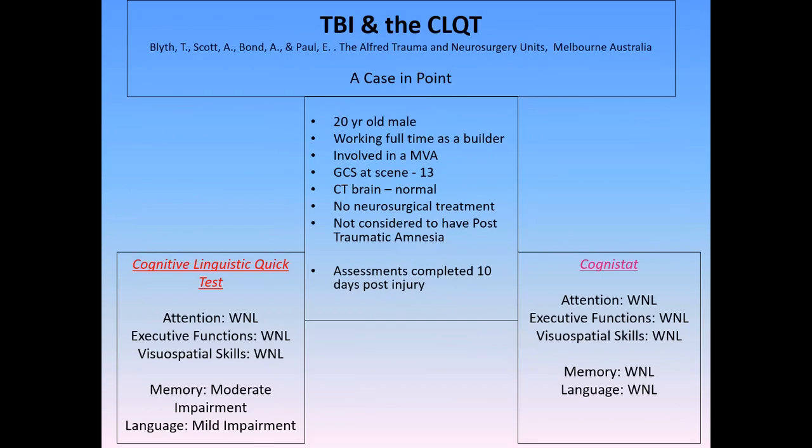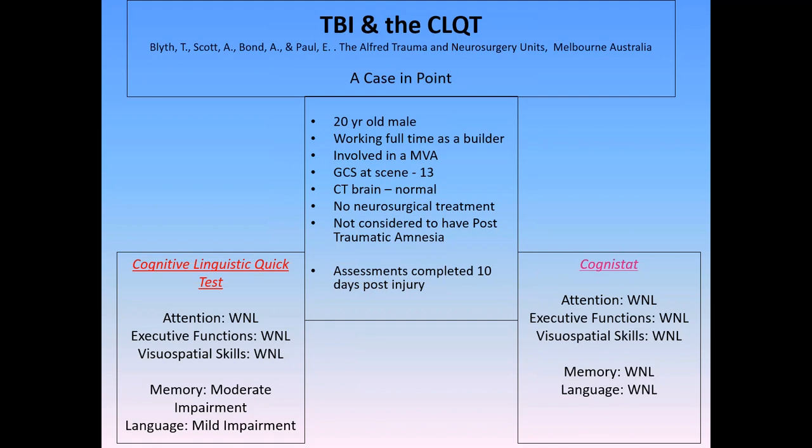And they have a case in point. They describe a 20-year-old male working full-time as a builder. He had a motor vehicle accident. His Glasgow Coma Scale was 13 at the scene. His CT scan was more or less normal. He had no neurosurgical treatment, and he was not considered to have post-traumatic amnesia by the doctors, but they assessed him 10 days post-injury. And on the left, you'll see the CLQT results showing attention, executive function, and visual spatial skills within normal limits, but memory impairment was moderate and language impairment was mild.